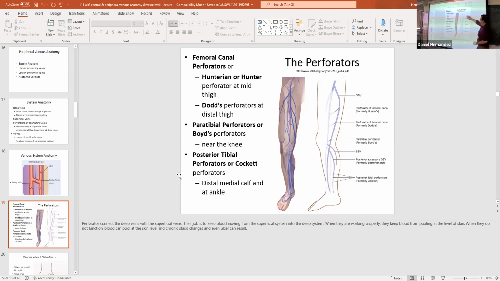The Hunter perforators are going to be around mid-thigh. The Dodd's perforators are going to be in the distal thigh, so still above the knee. Around the level of the knee is where you have the Boyd's perforators. And then in the calf, you have the Cockett or the posterior tibial perforators. So they remembered it, hippies don't bite cheese, as they work their way down the leg.